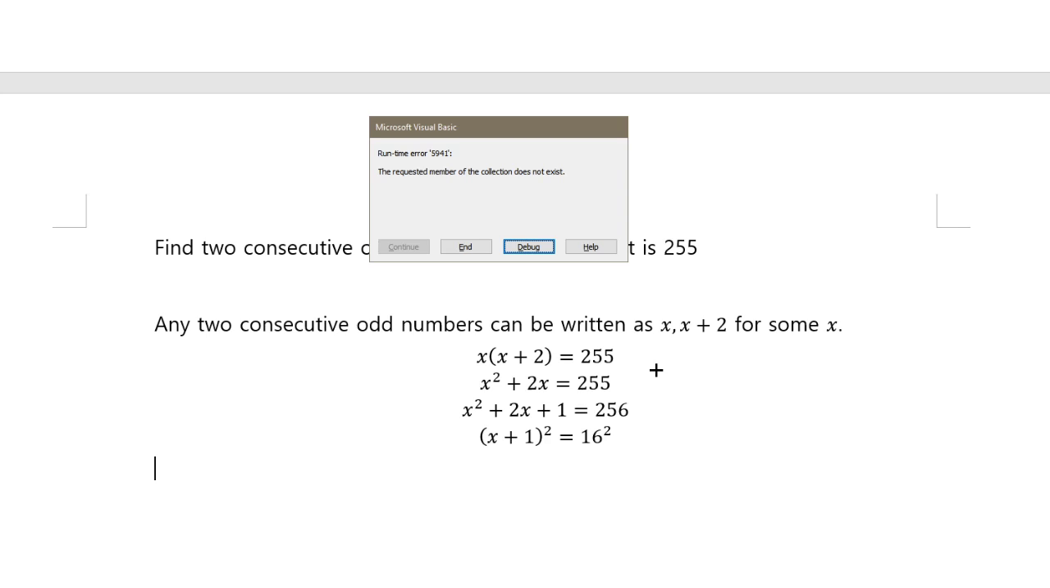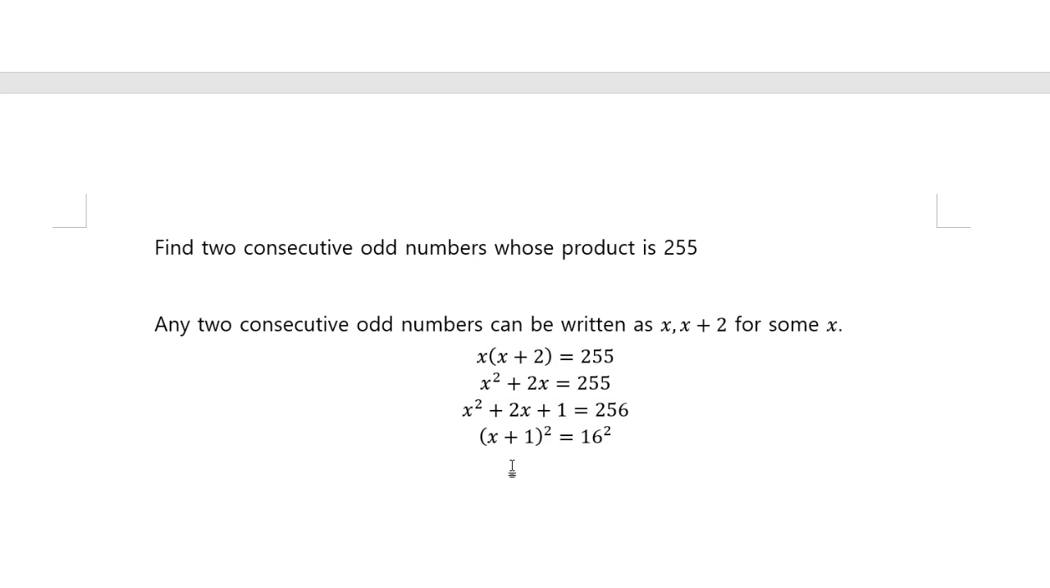Now you can take the square root of both sides, which gives you x plus 1 equals plus or minus 16. Because the square root of 16 squared will be 16, but be sure to always put plus or minus when you're taking away the square. And therefore the two solutions are x equals negative 1 plus or minus 16, which is negative 17 or positive 15.